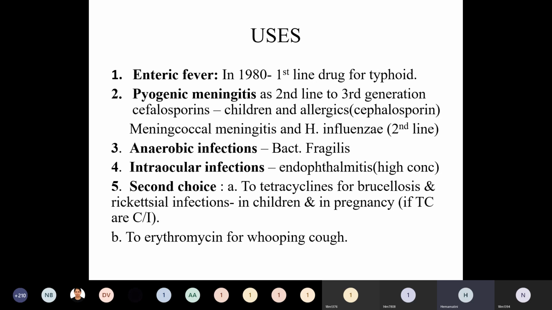Next is anaerobic infection and intraocular infections. It is highly concentrated in aqueous humor, so it can be used in endophthalmitis. It is used as a second choice to tetracyclines for brucellosis and rickettsial infections in children and in pregnancy, if tetracyclines are contraindicated. It is also used as an alternate to erythromycin for whooping cough.